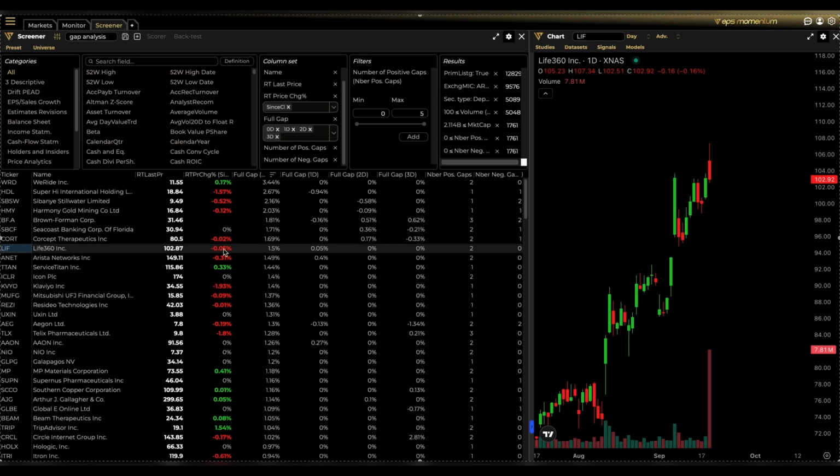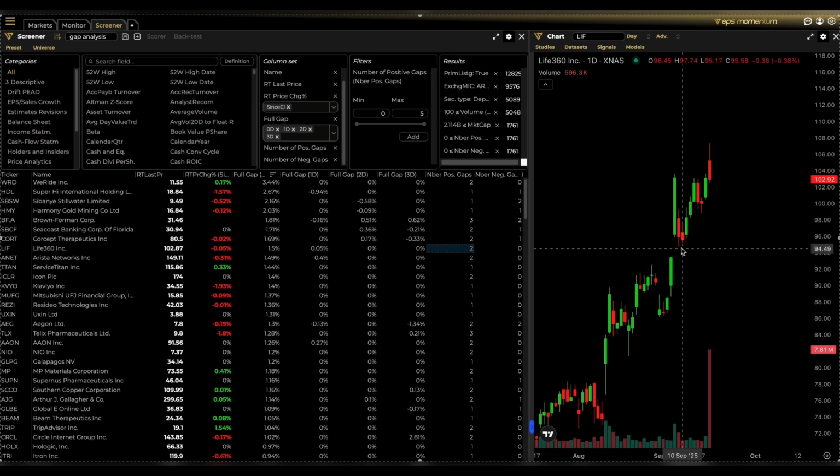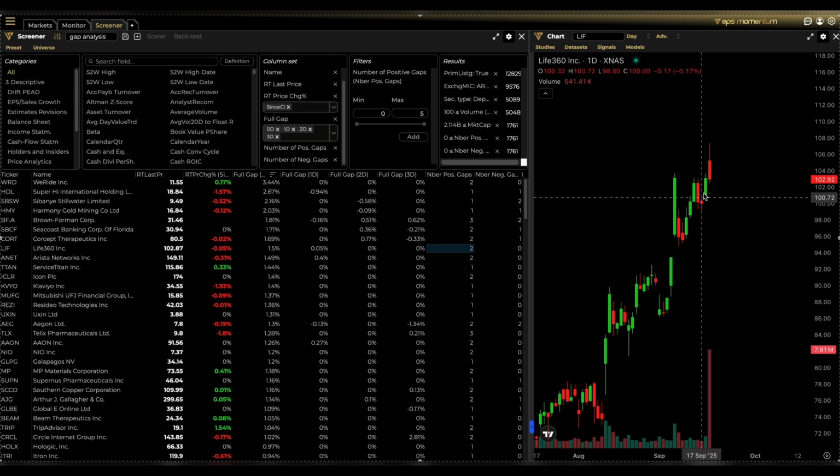Stocks showing multiple positive gaps over the last few days indicate strong investor demand. When a stock has 2 to 3 positive gaps in a row, it's a sign that buyers are pushing the price higher, and the stock is likely to continue trending.